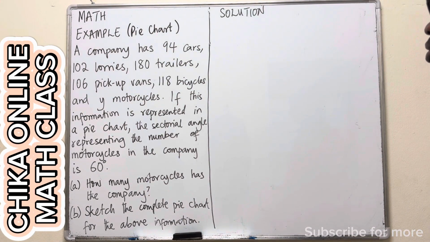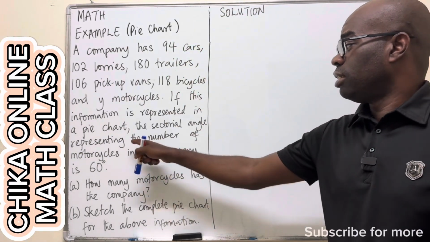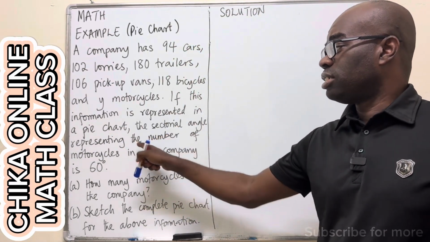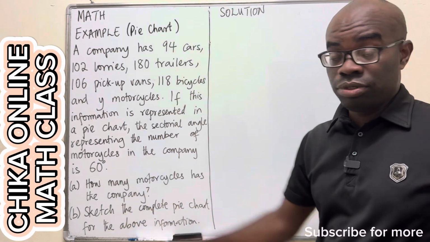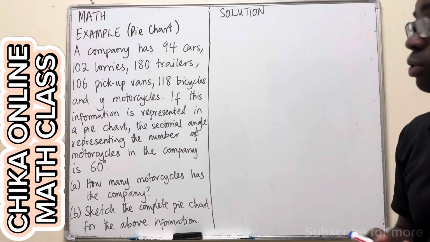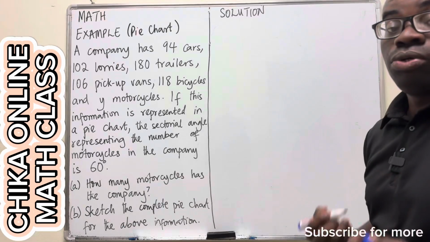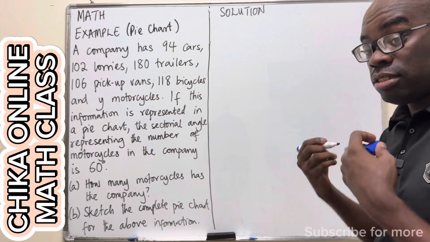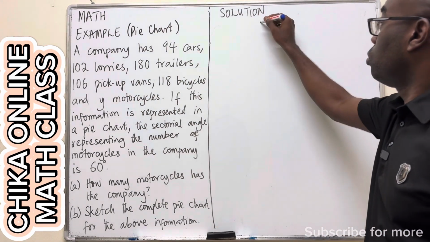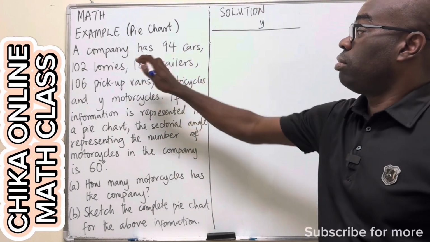Okay, so we'll solve as follows. We'll make use of the information given that the sector angle representing the number of motorcycles is 60 degrees. So you use the formula for calculating sector angle. Now, motorcycle is y. So you have y over the sum of all of them.